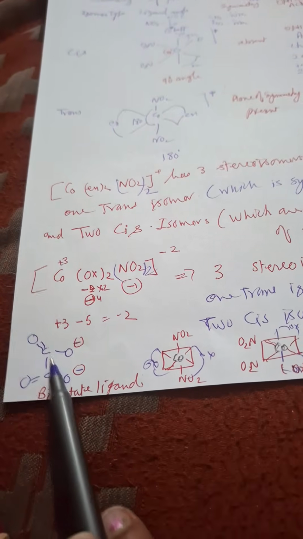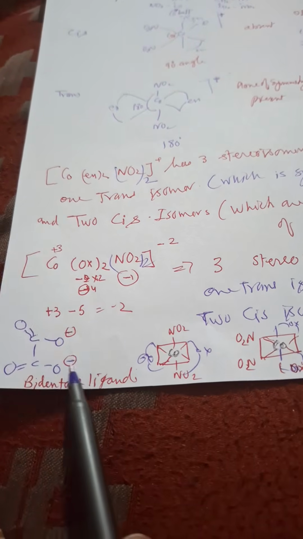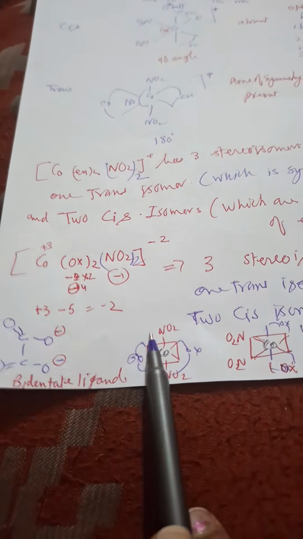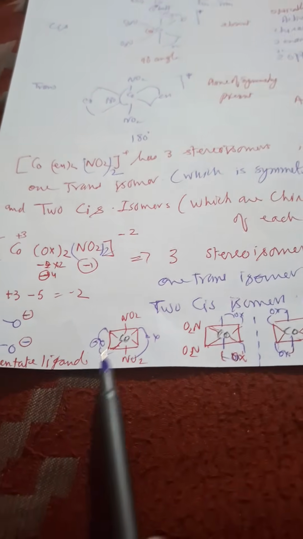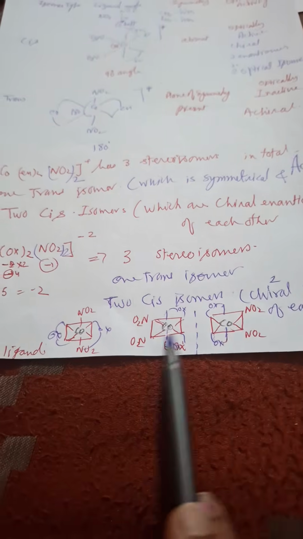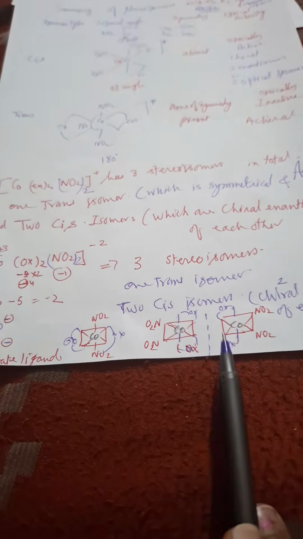I will tell you, C double bond O negative, C double bond O negative, this is oxalate ion, with two negative charge, and both of them are donor atoms, bonded through oxygen in this case. So NO2 trans to each other, and NO2 cis to each other at a 90 degree angle. This cis form gives D and L optical isomers, non-superimposable mirror images. This is the mirror. Thank you for watching.